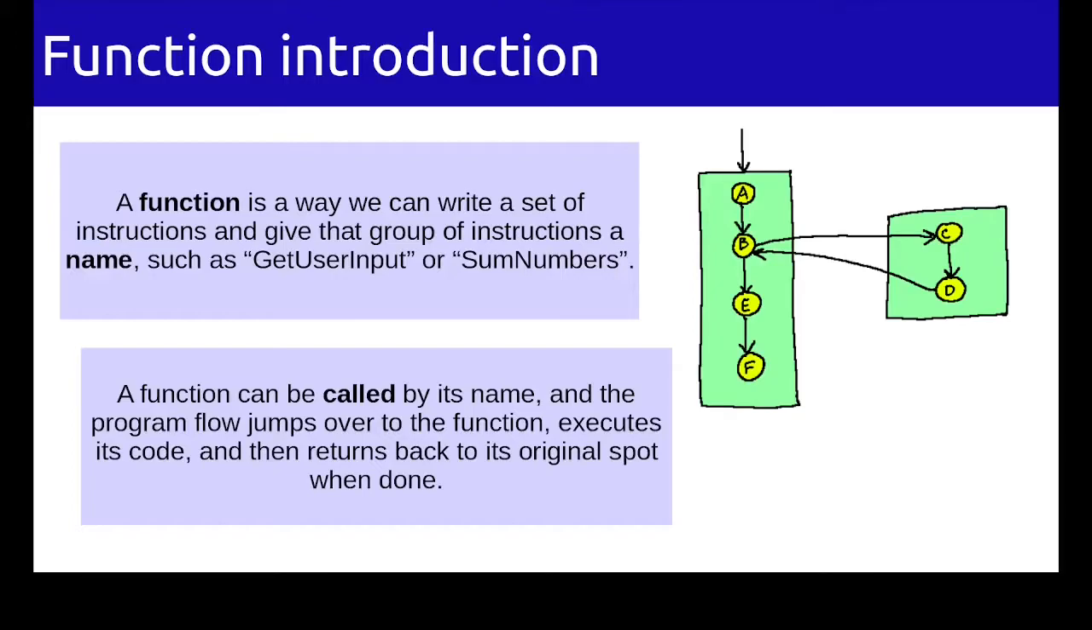So, for example, we could have a get user input function, and anytime we need to get user input, we could just call this other function. It handles it for us, and then we only need to implement how to get user input one time. A function can be called by its name, and the program flow is going to jump over to that function, execute its code, and return back to the original spot when done. So if you imagine this rectangle is the main program, and we get to a function call, it hops over to a different block of the program, executes its own instructions, and returns back to where it was to continue the program flow.